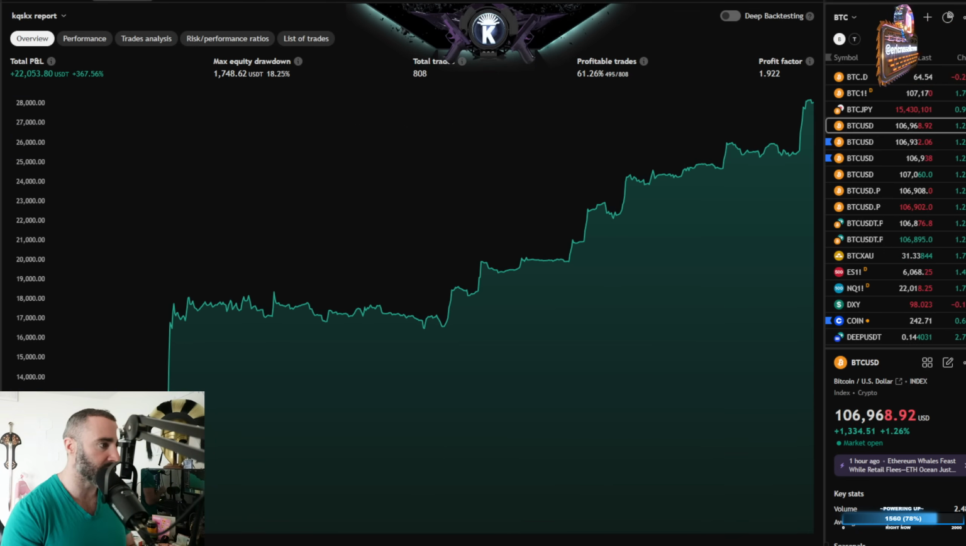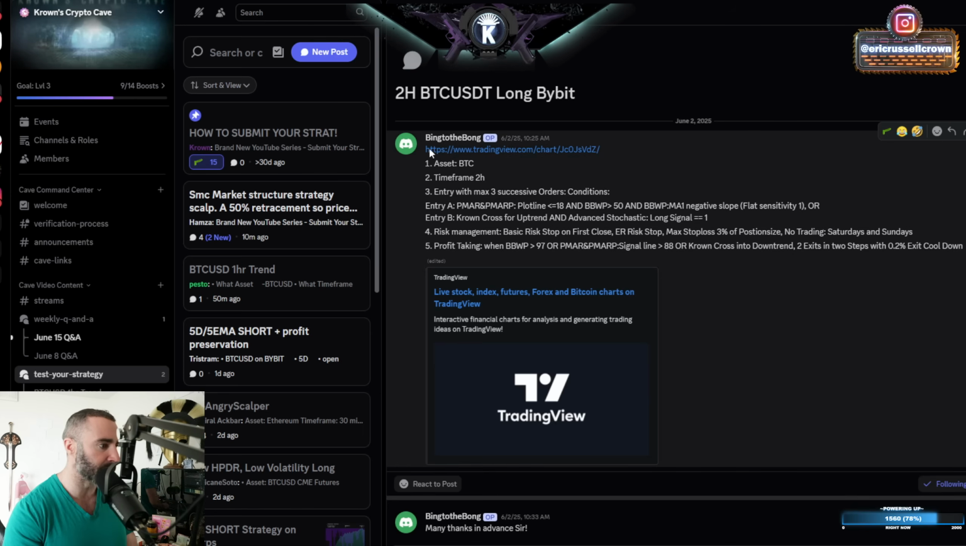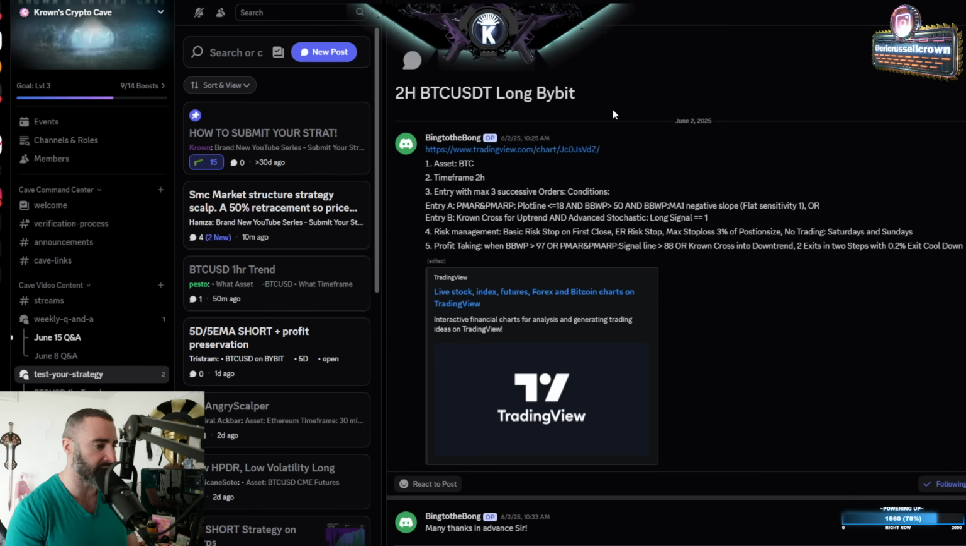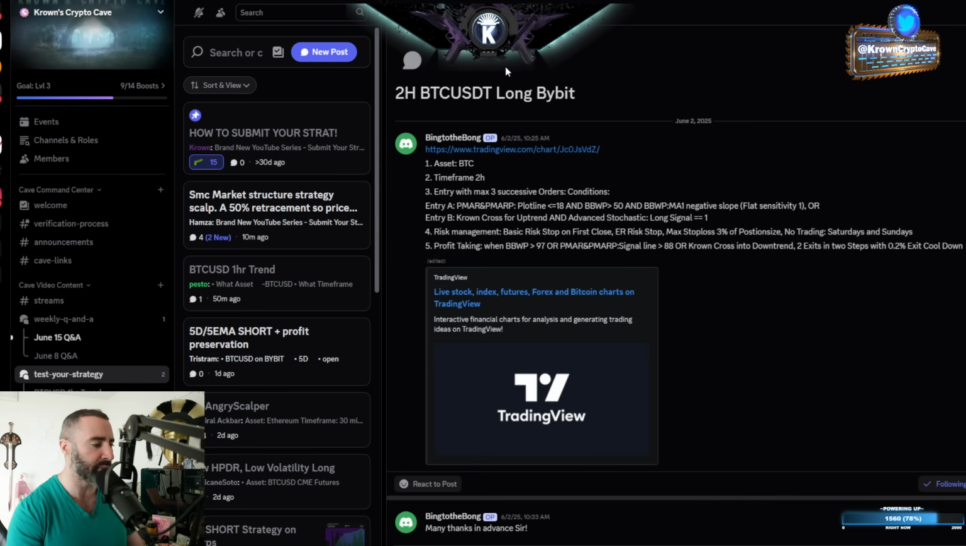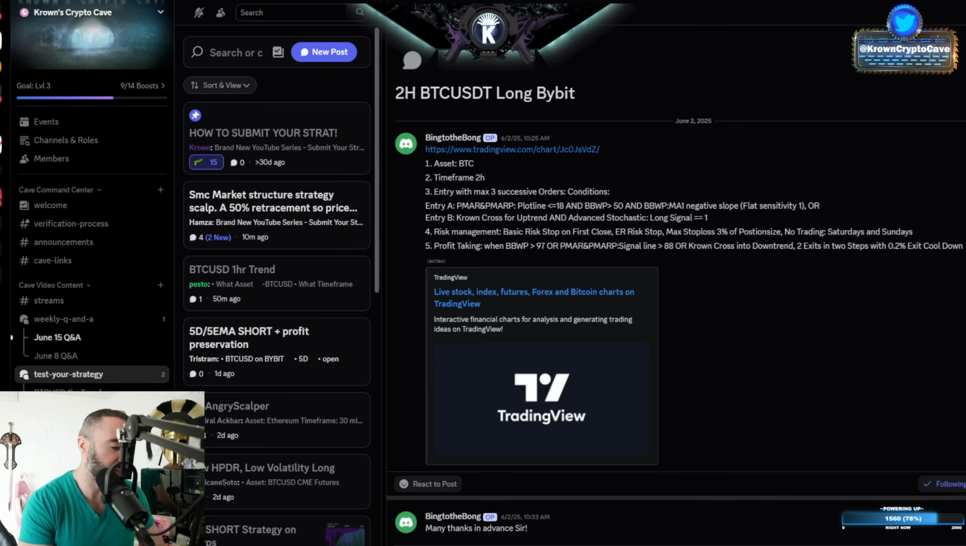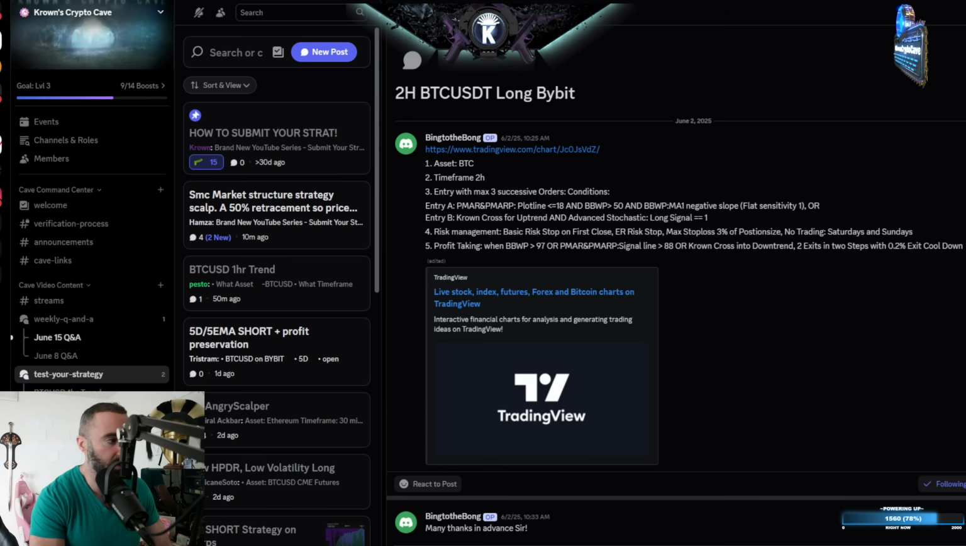And I'll post this strategy, of course, in the Discord as well. But yeah, great job to Bing to the Bong on this one. I thought that this one was quite unique when I first looked at it, especially having both of these entry groups here, because most people don't play around with that, because it can get quite confusing. But in this case, it really worked out quite well.